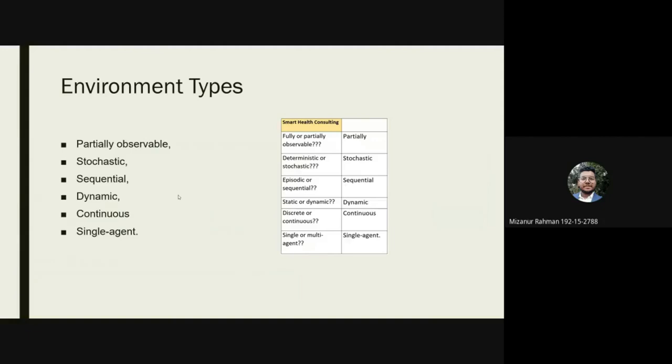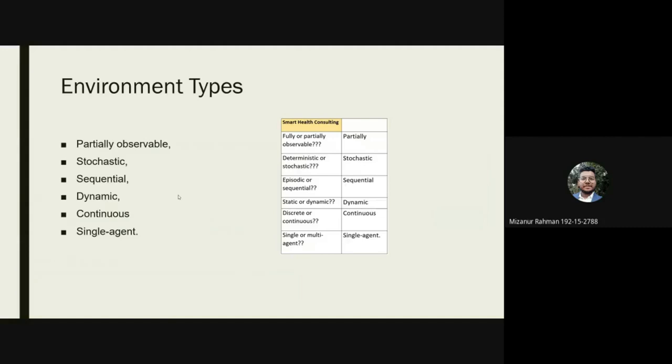Dynamic versus static. If the environment can change while the agent is choosing an action, the environment is dynamic. Semi-dynamic if the agent's performance changes even when the environment remains the same. In this agent, it is a dynamic environment type.